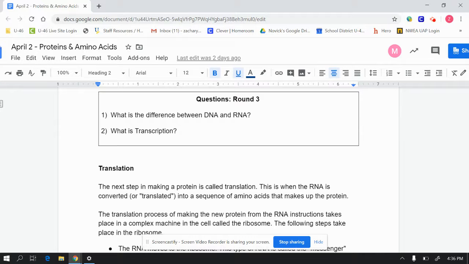Questions, round 3. What is the difference between DNA and RNA? What is transcription?